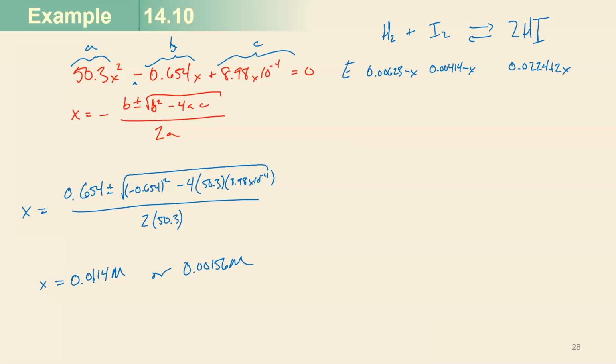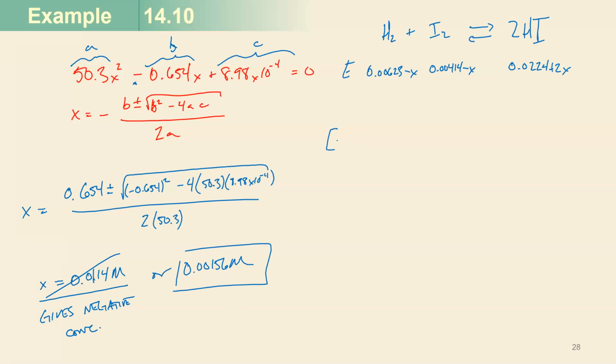Well, if we look at the hydrogen and iodine concentrations, this value of X is way too big, right? This gives a negative concentration. And so it can't be that X, right? 0.00623 minus 0.0114 is a negative number. Right? And so we have to use this value for our X.